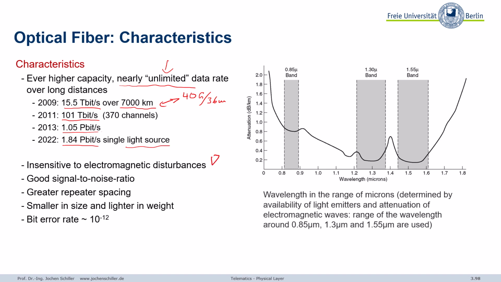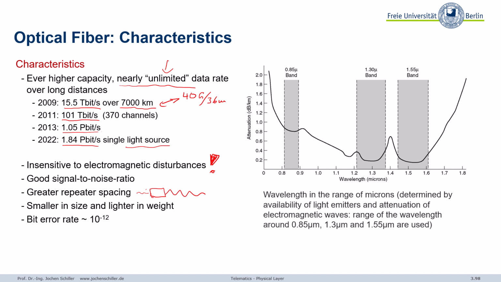Well, we are insensitive to all this interference. That's very good, because if you shield it, no light goes in, there's no disturbance. Very good signal to noise ratio, great repeater spacing. To repeat the signals, we'll come back to this in the next chapter. In fiber optics, we can have, for example, every several hundred kilometers, an amplifier that amplifies the weak light pulse and generates a strong one again. And this can be done all optical, so we do not have to retransform this into an electrical signal.